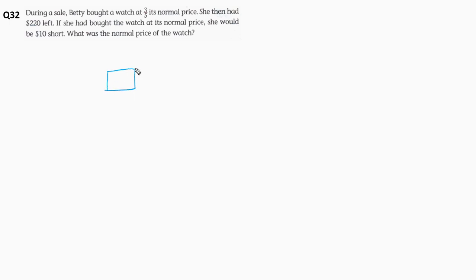Okay, so 1, 2, 3, 4, 5. And this represents the price of the watch. And during the sale, she bought it for 3/5 of its normal price. So that's 1, 2, 3. Okay, I ought to check 1, 2, 3, 4, 5. Yeah, I've got fifths there. So this is 3. She bought it for 3/5 of its normal price.